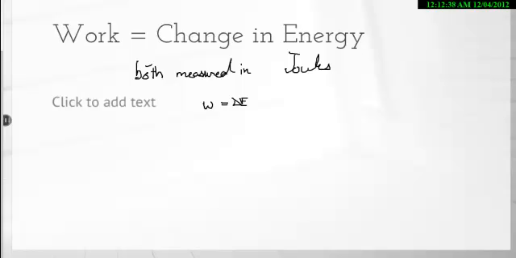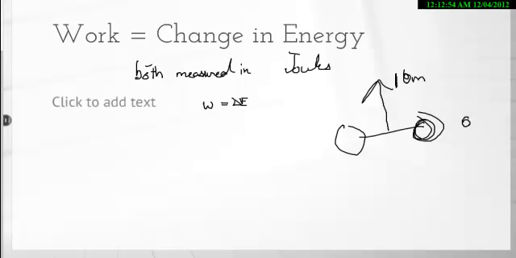So if I apply work to a barbell, and let's say I lift this barbell 10 meters, and the barbell goes from having a gravitational potential energy of 0 at the bottom, to let's say it has 1,000 joules of energy at the top. Well, I must have done 1,000 joules of work then.